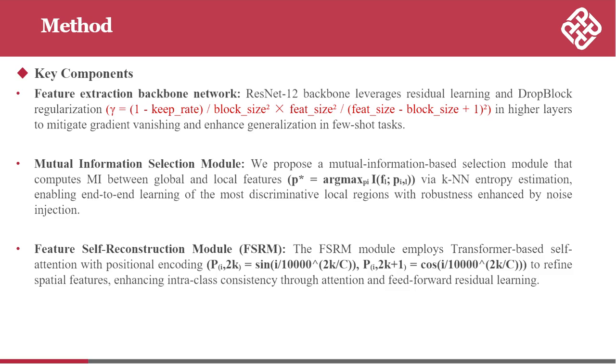The second model is the AMA selection model. This part finds the most important local regions by calculating mutual information between global and local features. We use KNN to estimate entropy and add noise to make it more robust. To be specific, we find the best local regions by maximizing mutual information. Noise injection makes sure the model won't be tricked by unimportant details.